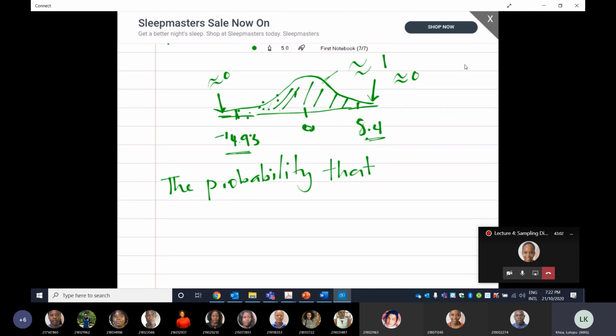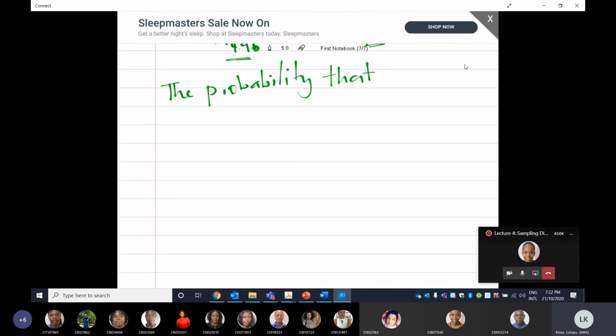Okay, so let me just scroll down. So this is our graph here. I know that the entire area under this graph is equal to 1. Let's say it just stopped here. This is a shape. The area of this shape is equal to 1. So that is what the area under a normal curve is.